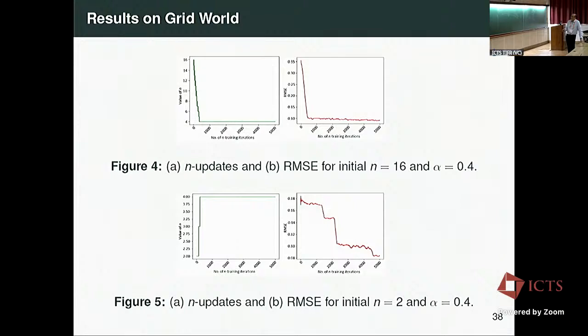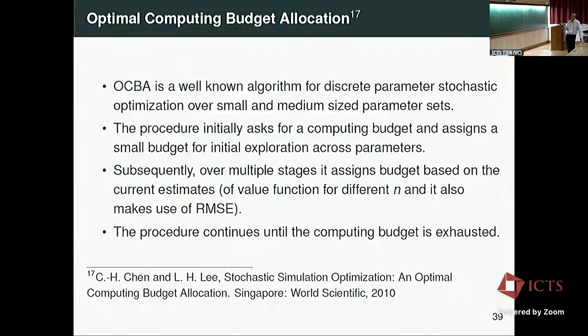And if, on the other hand, you change your initial condition, let's say instead of starting from 16, you start from 2, then it jumps up to 4 and then stays there. The root mean squared error plot is this, which essentially means that regardless of the initial condition, it's getting into that optimal. That's what this is showing. We also compared the performance of this algorithm with a procedure called optimal computing budget allocation, which is considered to be an excellent procedure.